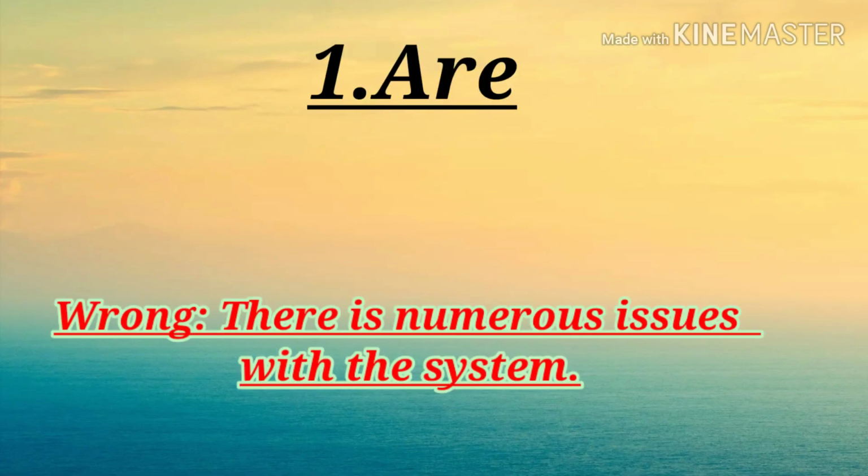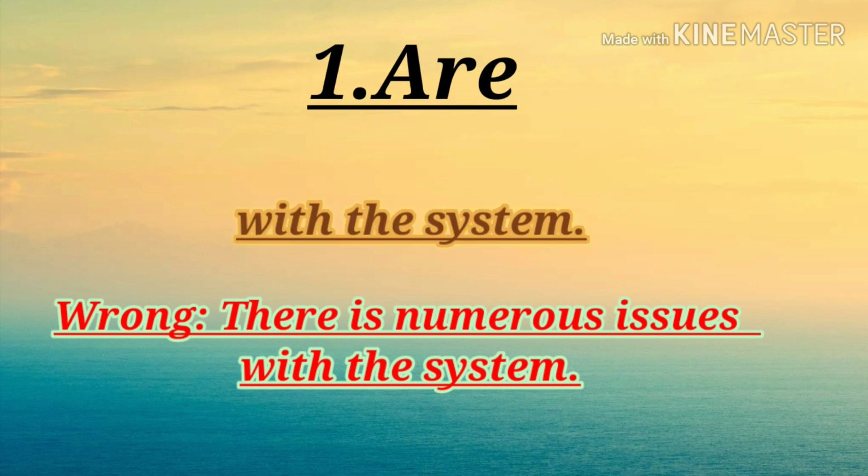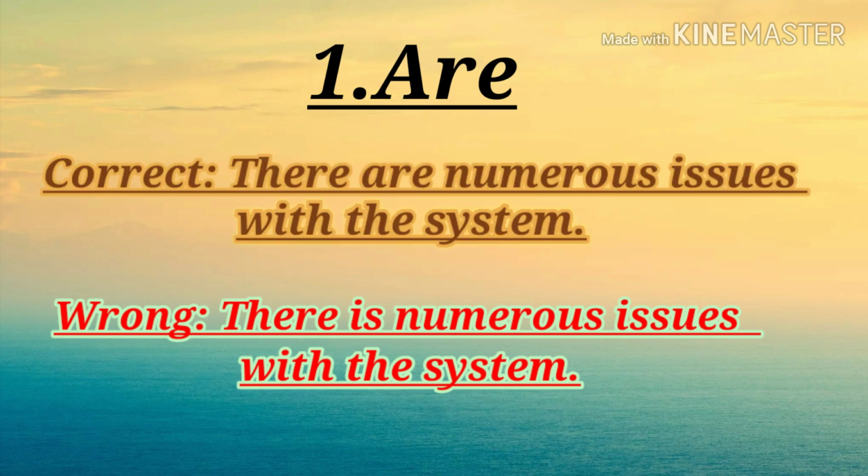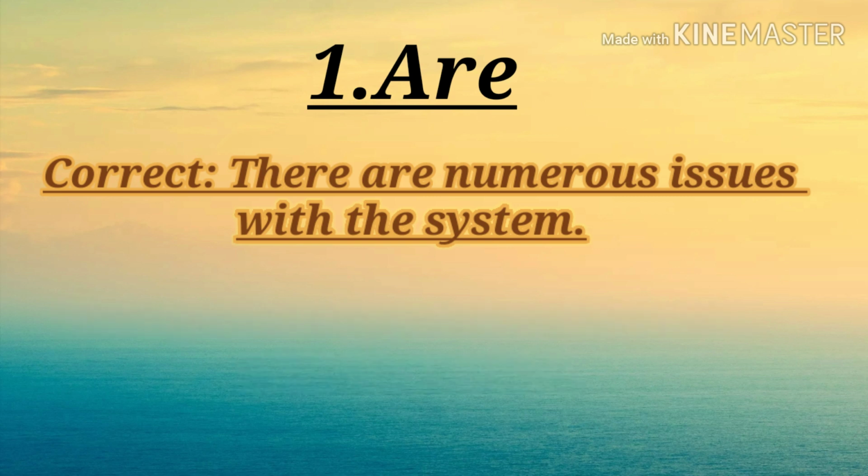The first one is "are". I know that most people are familiar with this and not making this mistake. Anyway, we can go to the sentence. Example sentence: "There are numerous issues with the system." That is the correct sentence that you can see on the screen. And the wrong sentence is "There is numerous issues with the system." Here, issues is plural, so we have to use "are" instead of "is". So the correct sentence is "There are numerous issues with the system."